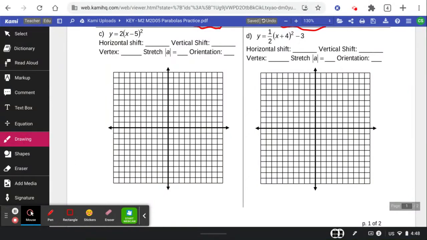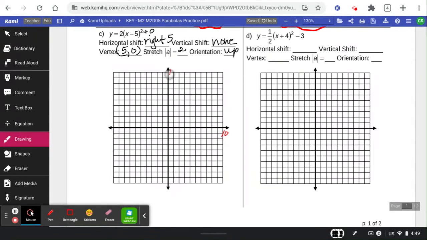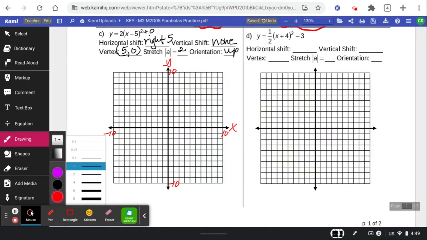Okay, did you see this time that the horizontal shift is right 5 because of that x minus 5? But there's no number at the end. I could essentially call it +0. So my vertex is at 5, 0. That means that there is no vertical change. We call that vertical shift none. My stretch is 2. My orientation is positive or upwards. Label and scale that graph. Go put that vertex at 5, 0.